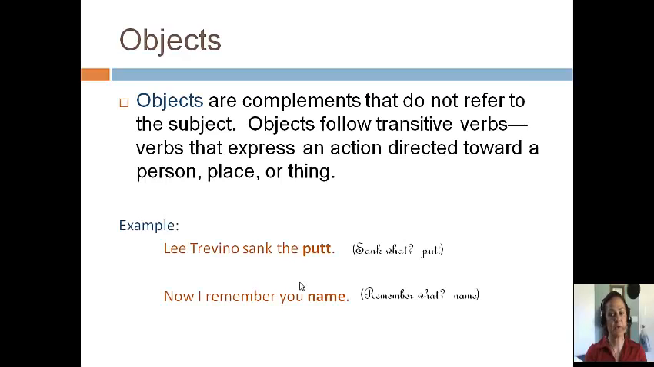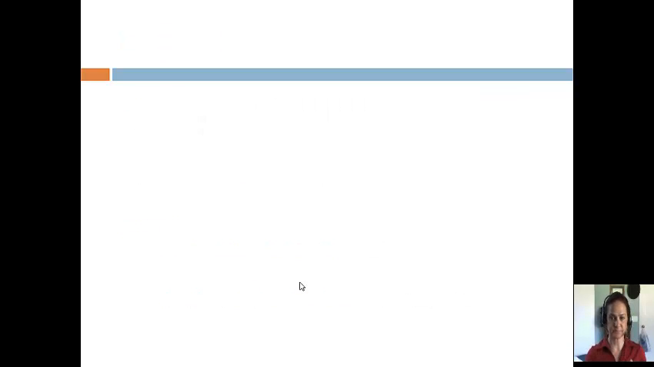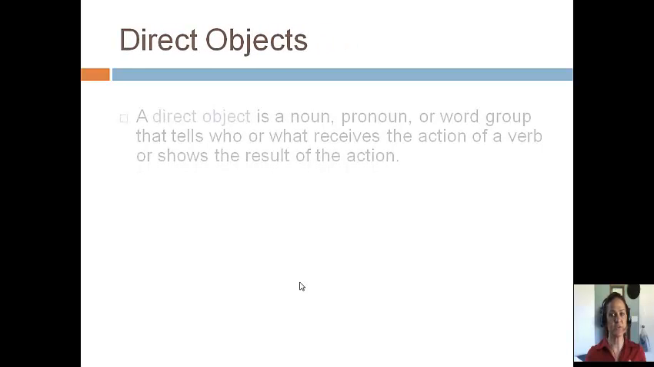Now I remember your name. Remember what? Your name. Okay, so for these you're going to ask who or what about your verb to find your object. Now, for your objects, there's two kinds. There's your direct object and your indirect object. So first, our direct object.